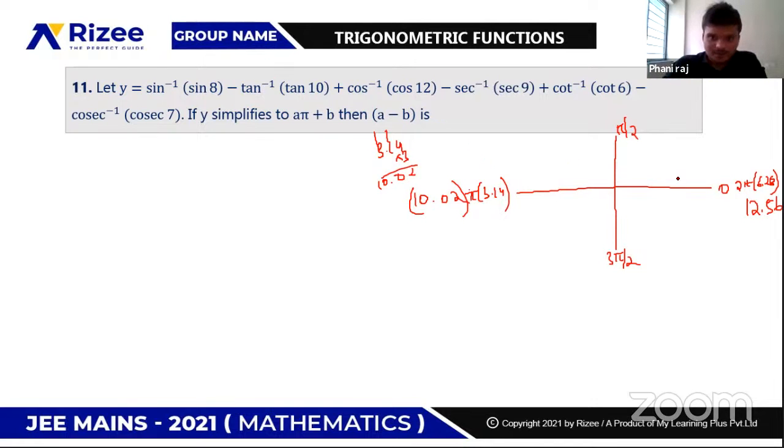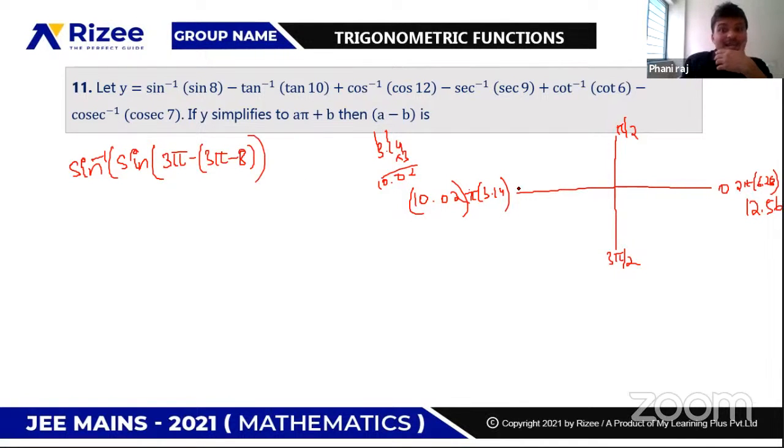Now you see sine 8. 8 is greater than this but less than this. I mean, it's less than 10.02 and greater than 6.28. But sine is positive here. So what I'll do, I'll write this as sine inverse of sine. So you see, this is the same as 3 pi minus 8. Why am I doing this? Because 8 is less than 3 pi. Correct? Even if you do 3 pi minus (3 pi minus 8), you get the same thing. Now, obviously, it's positive here. So directly you can write this as 3 pi minus 8.